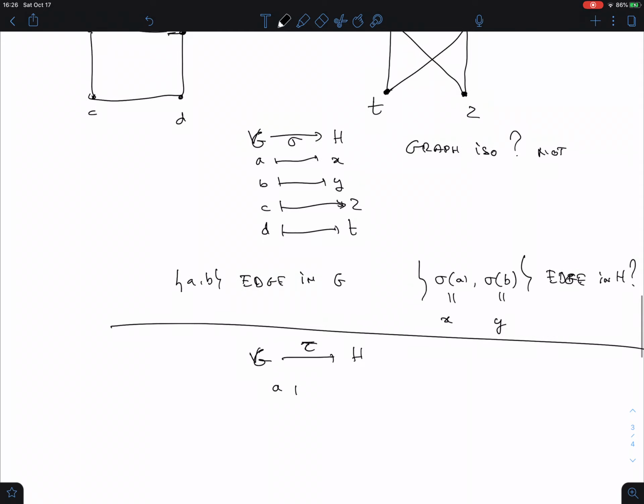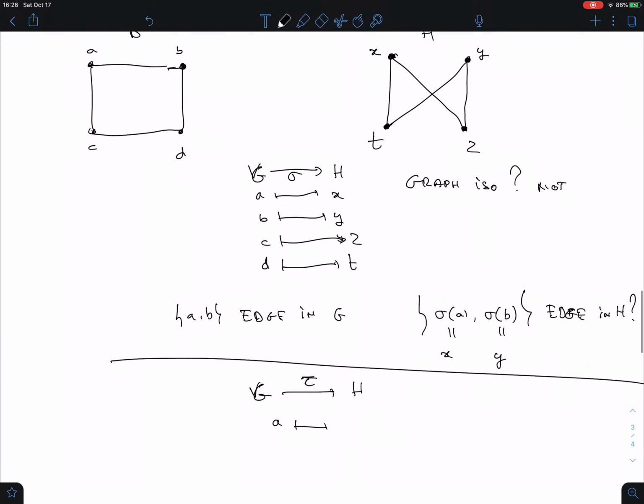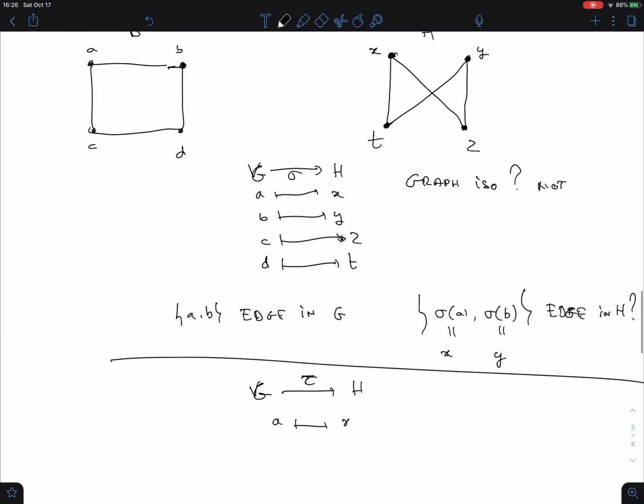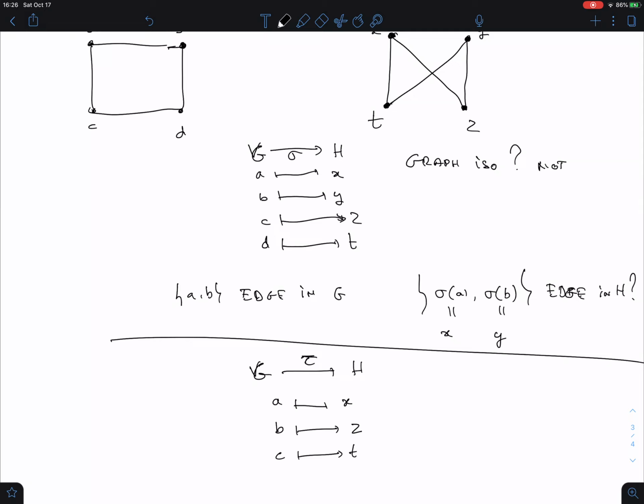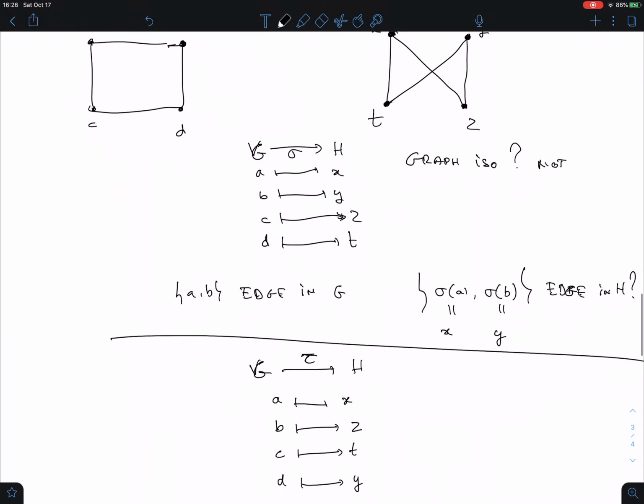And I'm going to send A to X, which I'm okay with. But B I'm going to send to Z, and C I'm going to send to T. And then D, where can I send D to? Well, now I have no choice anymore. It has to be Y, right? Everything on the left and right has to correspond to each other. Is this okay? Well, let's see.